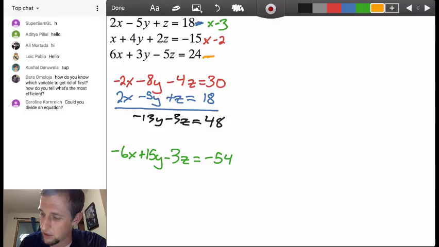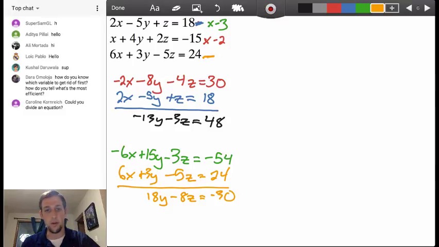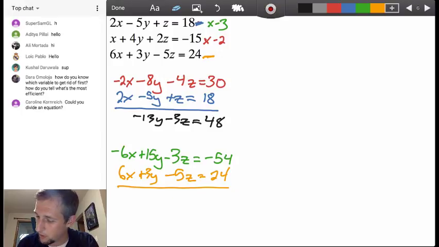So 6x plus 3y minus 5z equals 24. Add them together, and I get 18y minus 8z equals negative 30. Oops. You know what? I wanted to put that in black. I'm a little picky, so I'm going to do that actually. It'll take me 2 seconds to redo.